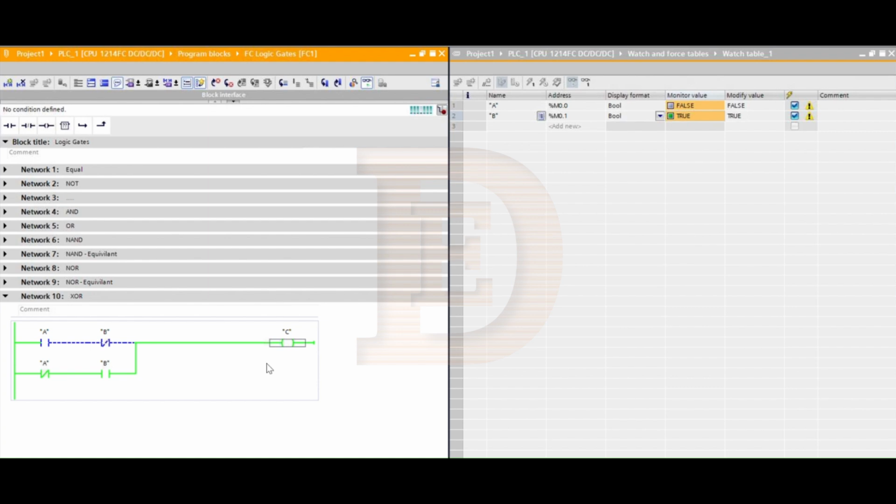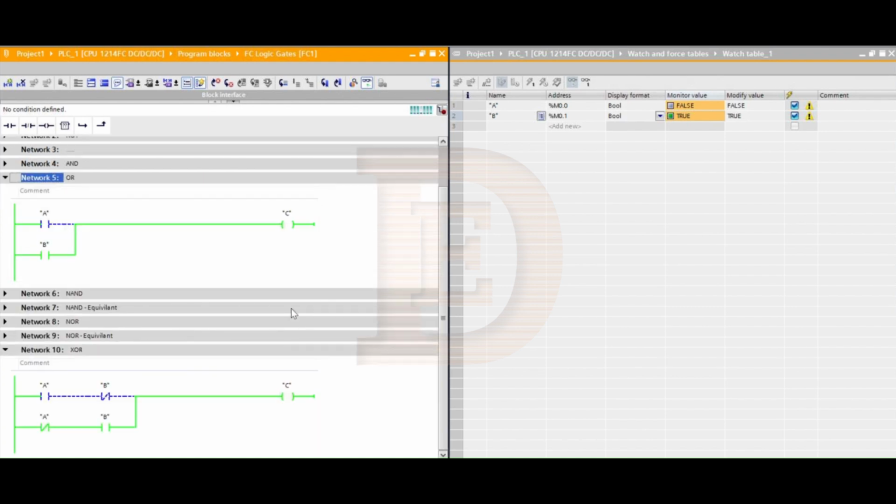Okay? Now, if we look at OR, it's saying C can be on if any of the signals or both of them is on. Okay? But XOR, it's X, true and false. These are false and these are true. That's the X. It's either or. The XOR cannot be true for C if both signals are on or both signals are off.